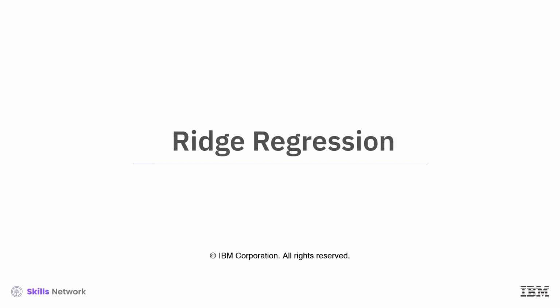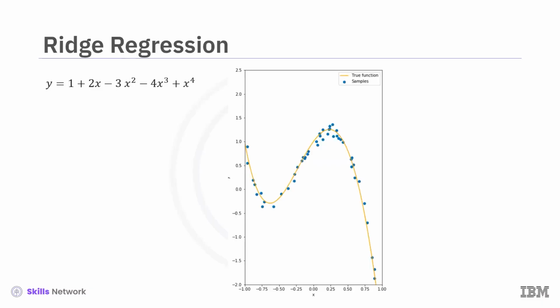In this video, we'll discuss ridge regression. Ridge regression prevents overfitting. In this video, we will focus on polynomial regression for visualization, but overfitting is also a big problem when you have multiple independent variables or features. Consider the following fourth-order polynomial in orange.